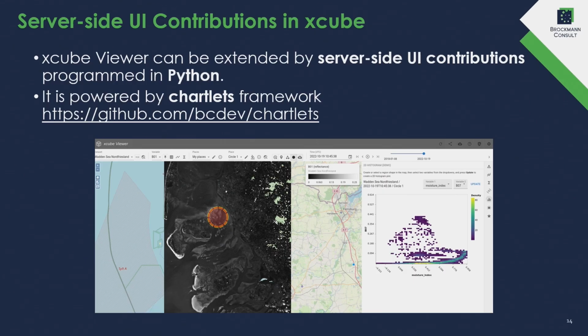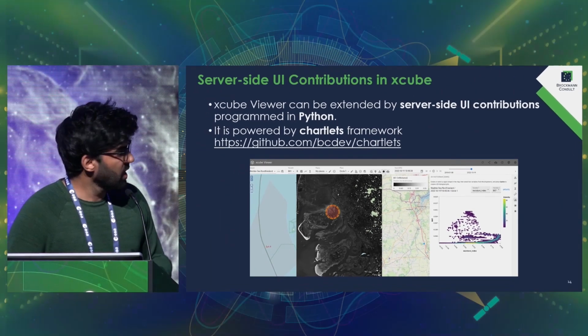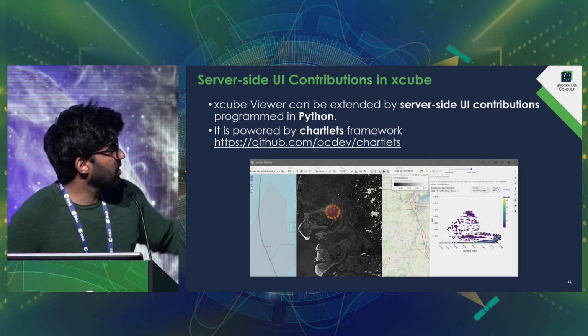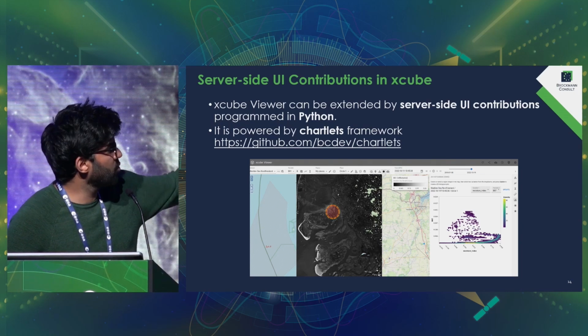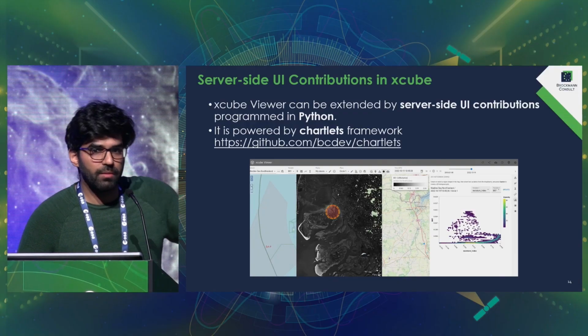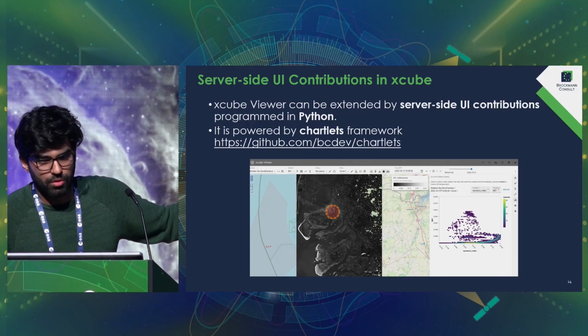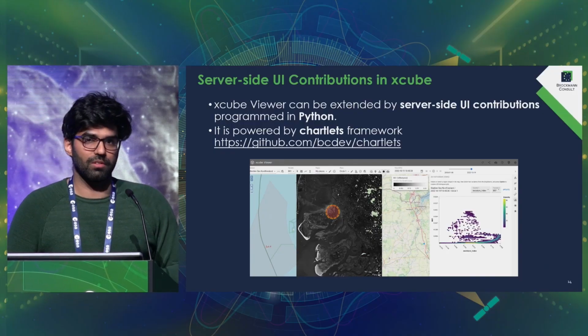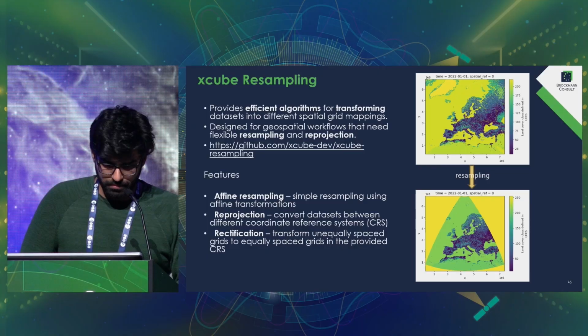What's new is that we also provide server-side UI contributions. That means the viewer is not just limited to what we provide. You can add your own charts. You can add your own maps. That's available via the Material UI library. As you see on the right, we can add a histogram. Over there, you can have some drop-downs to choose some variables. So you choose that area, and now you want to compare two variables from this data cube as a histogram. You can do this via Python, and it's available now in this viewer for you.